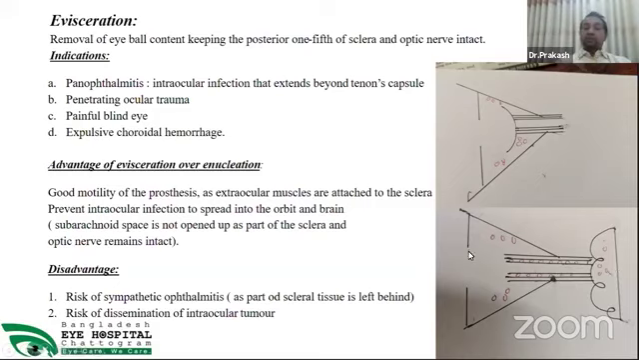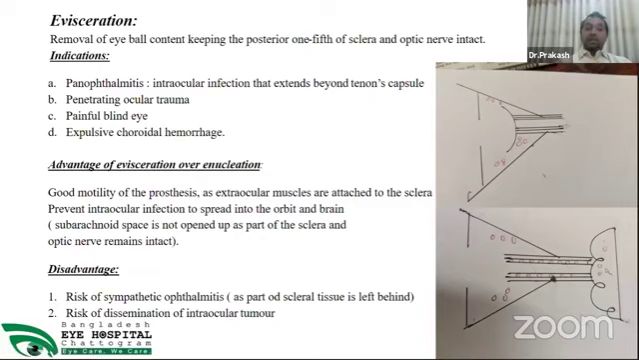So if you do enucleation, the optic nerve will be opened up, and the subarachnoid space will be opened up, and through this subarachnoid space, the infective focus within the orbit will go to the brain and cause meningitis, brain abscess, cavernous sinus thrombosis, and cause death of the patient. So in case of panophthalmitis, the enucleation is contraindicated.